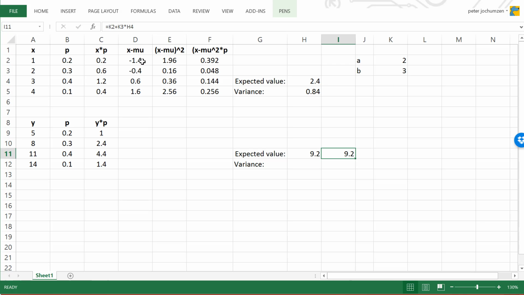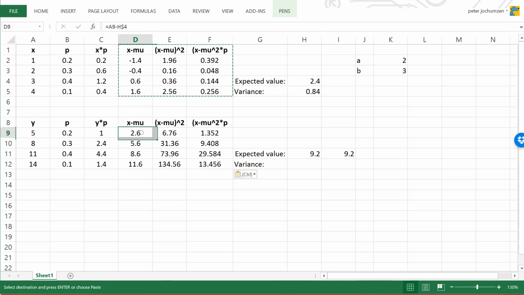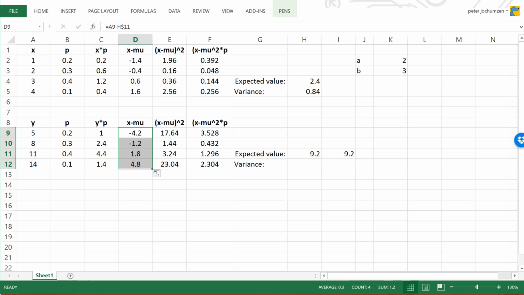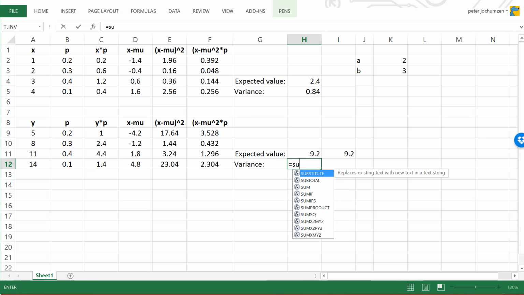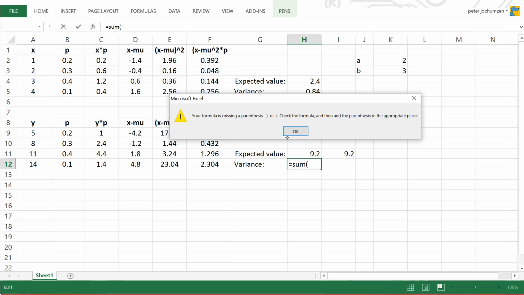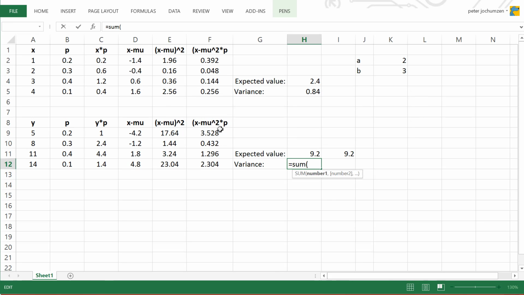We can also check the variance. Just copy these like this, and change the reference to the correct expected value, because this now needs to refer to the expected value of y, like this. And then we can get the variance simply as the sum of these ones. So y has a variance of 7.56, larger than the variance of x.